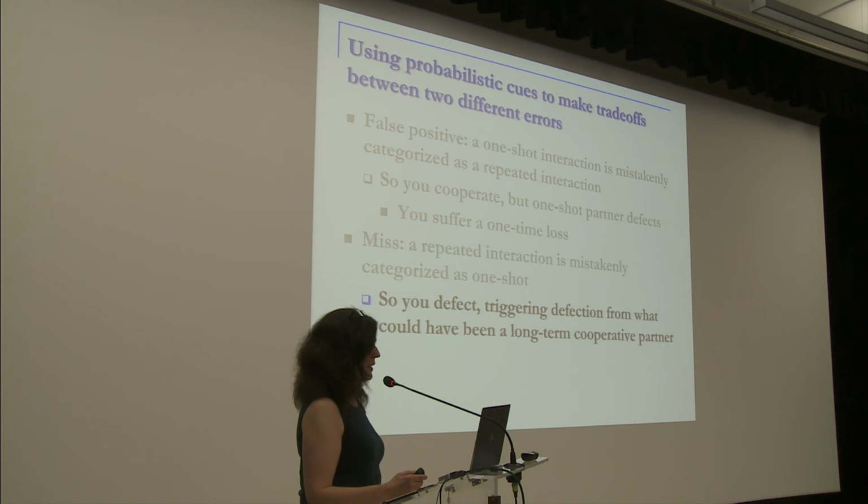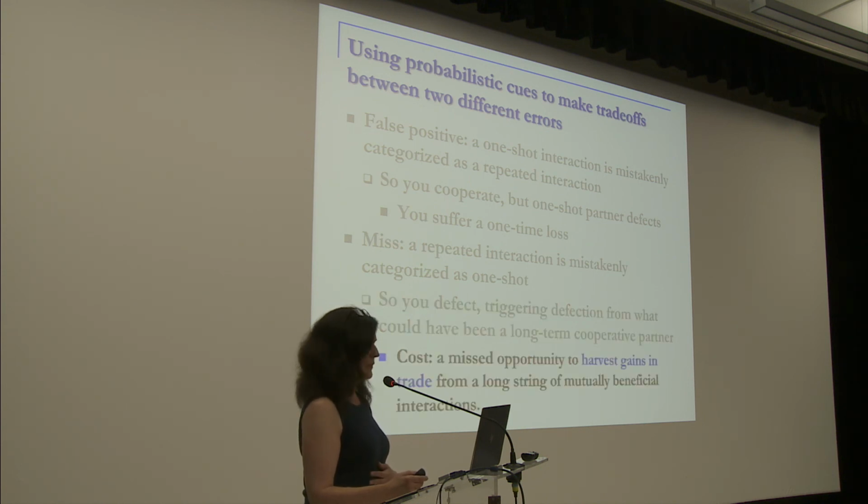So I defect, which will trigger a contingent cooperator's defection in return from what could have been a long-term cooperative partner. So the cost is a missed opportunity to harvest the gains in trade from a long string of mutually beneficial interactions, which is a big problem for the evolution of anything. So when you let the adaptations evolve in a population of contingent cooperators, they use tit for tat usually. The cost of a miss is usually much higher than the cost of a false positive.